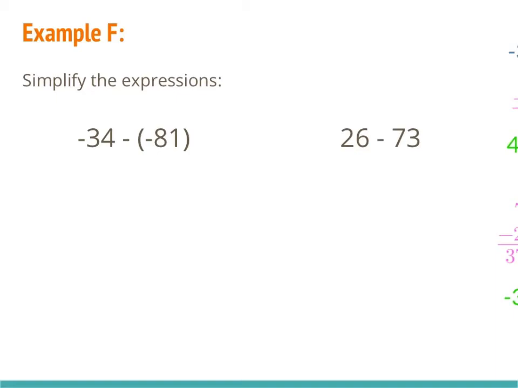So the first thing I'm going to do in number 1 is determine if I've got a double sign, which I do. I've got a negative and a negative, so I'm going to put a box around those because I know those are two signs there. So a negative and a negative are going to give me a positive. So now I'm going to rewrite my problem. I'm going to rewrite it as negative 34 plus 81. So now I have to do some math.